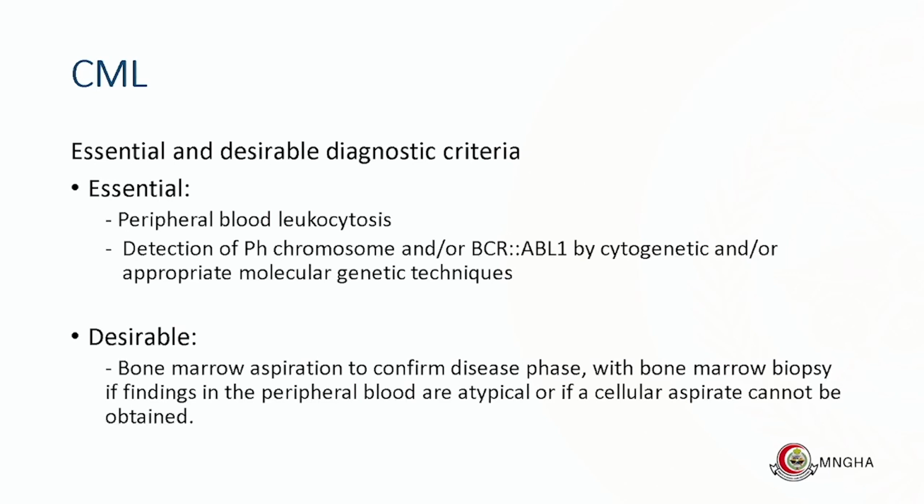They highlighted essential and desirable diagnostic criteria for the diagnosis of CML. The patient must have peripheral blood leukocytosis together with detection of the Philadelphia chromosome by karyotype, FISH, or molecular analysis. This is enough and essential for diagnosis. However, if a bone marrow aspirate is available, this is very important to confirm the disease phase. A bone marrow biopsy is not that important unless the aspirate cannot be taken.